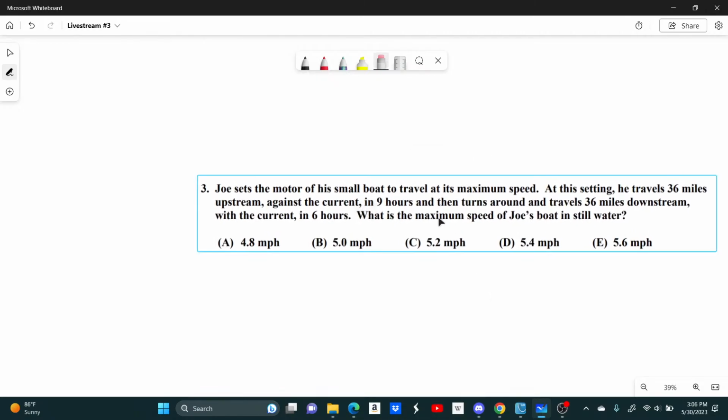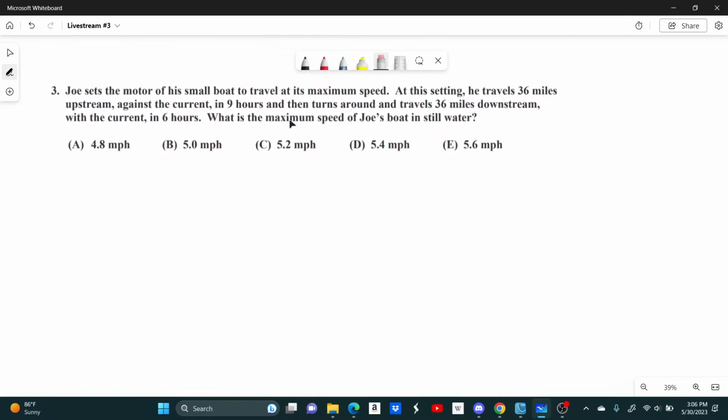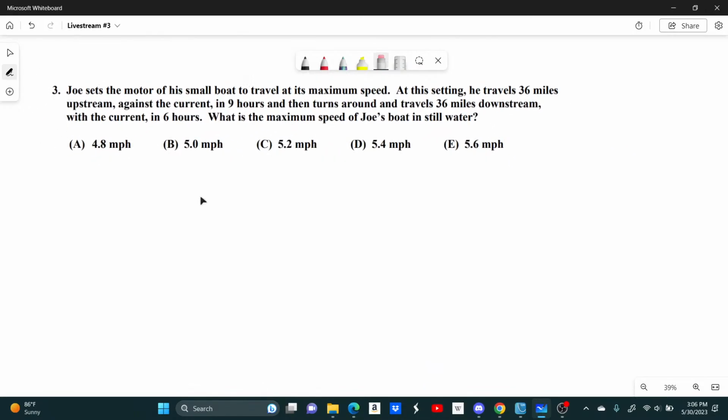To travel at its maximum speed. At the setting, he travels 36 miles upstream against the current in 9 hours, and then turns around and travels 36 miles downstream with the current in 6 hours. What is the maximum speed of Joe's boat in still water?